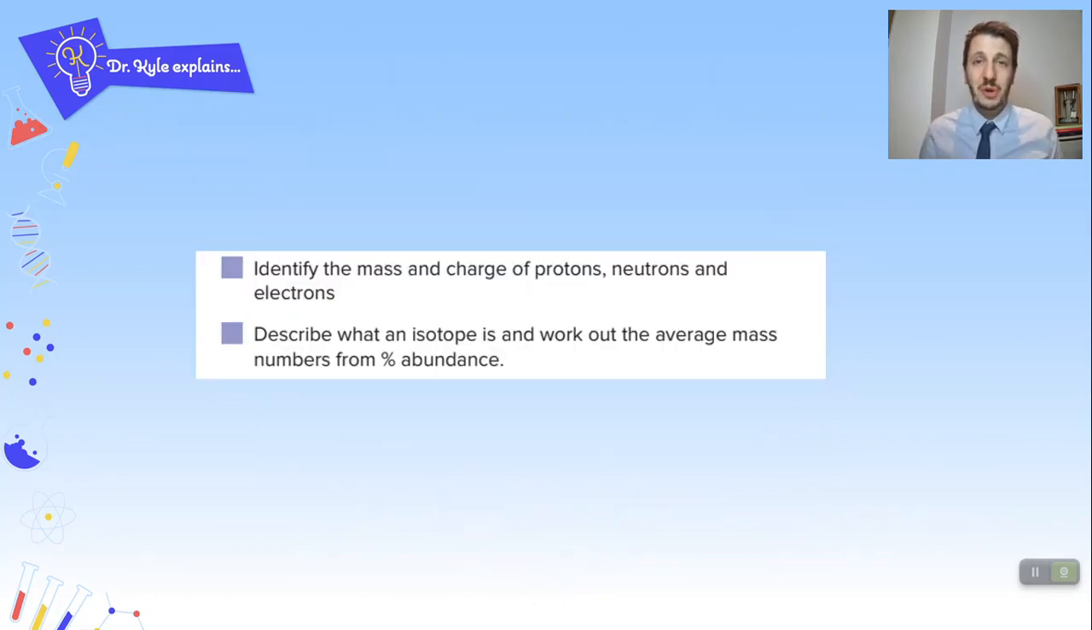Okay, so what we've gone over today is we've identified the mass and charge of protons, neutrons, and electrons. And we've described what an isotope is and how we work out the average mass from the abundance number.